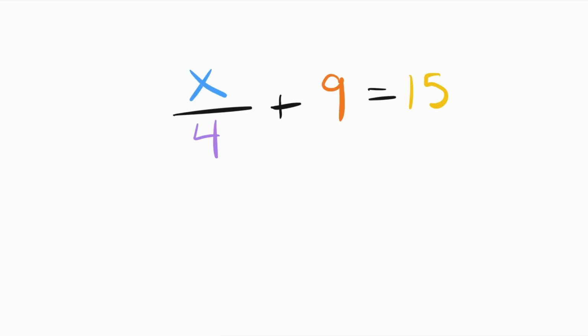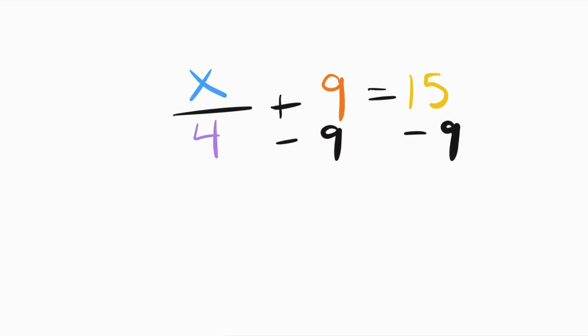In this one, we have x over 4 plus 9 equals 15, or x divided by 4 plus 9 equals 15. All right, so in this problem, again, we want to get rid of the addition and subtraction. So on the left side, we have plus 9. So let's just do subtract 9, subtract 9.